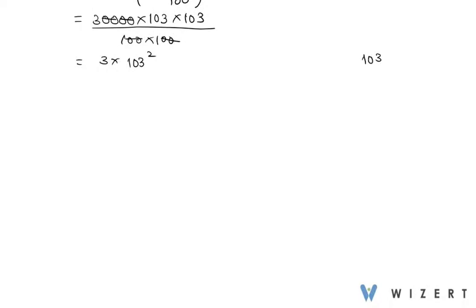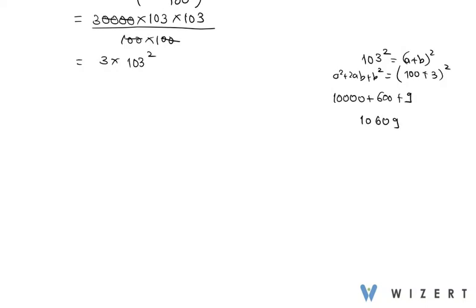Here to calculate 103 square, we use a plus b whole square, where a is 100 and b is 3. So a plus b whole square is nothing but a square plus 2ab plus b square. So 100 square is 10,000 plus 2ab is 3 twos are 600 plus b square is 3 square, which is 9. So we get 10609.